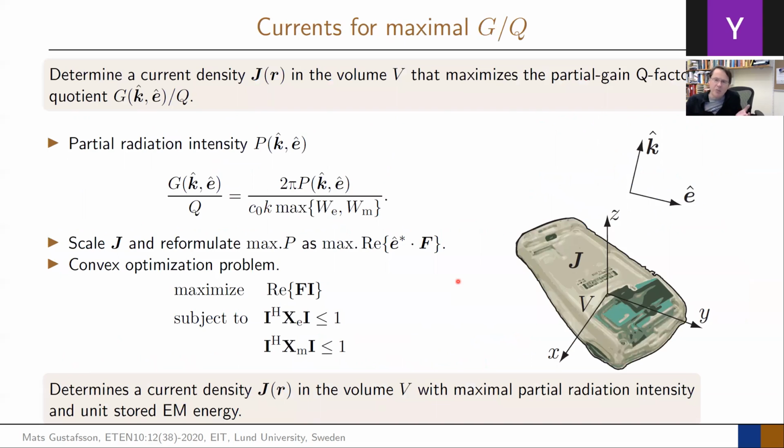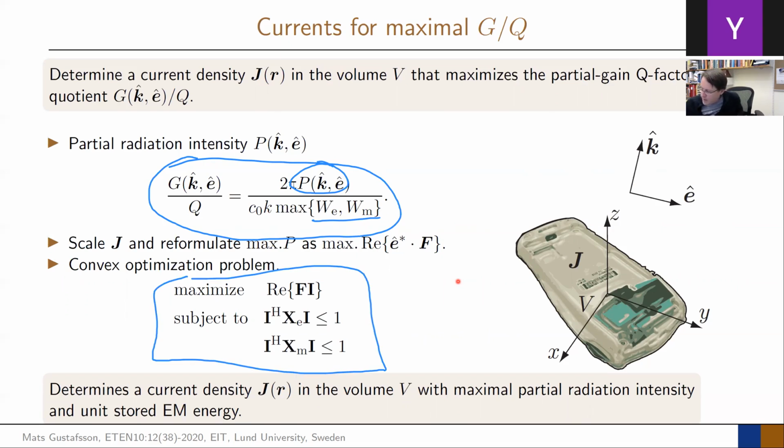So if we take an example of gain over Q, if we write it down with all the formulas we have, it would be our radiation intensity divided by all of the stored energies, and that can be written as a convex optimization problem that sits there. This is then what's called a linear form in the current I. This is a quadratic convex constraint, and this is a quadratic convex constraint.